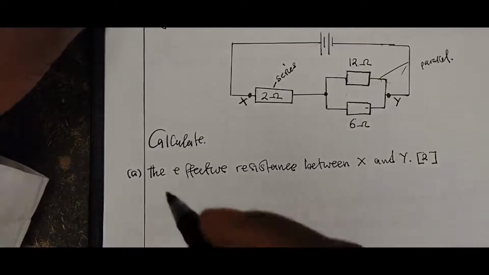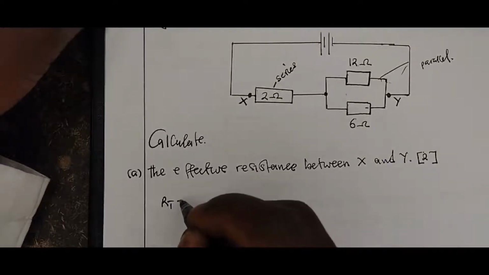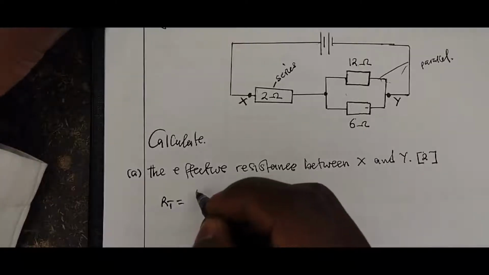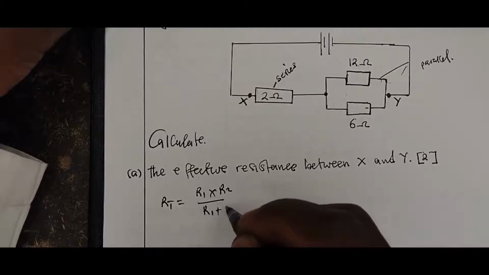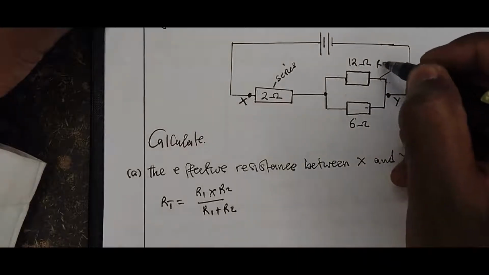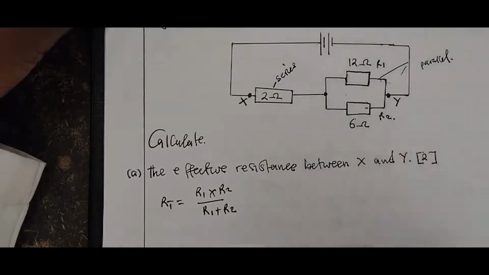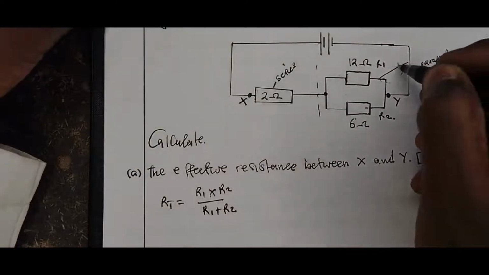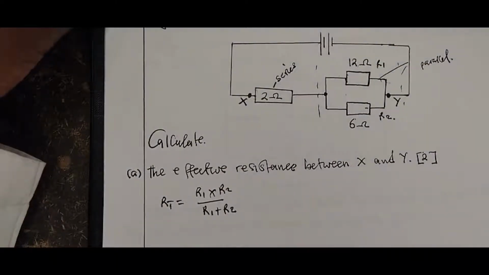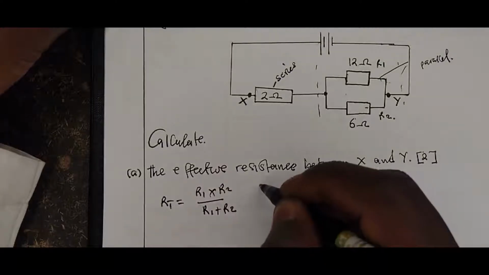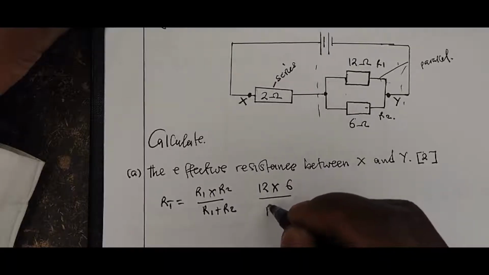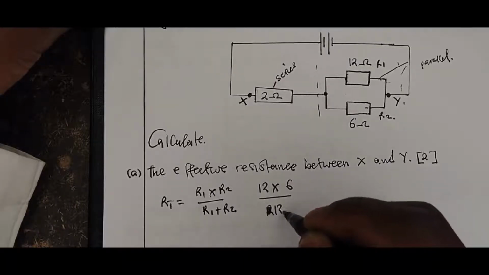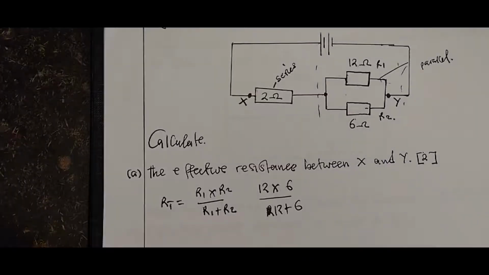I said if there are 2, you can apply this formula where you say total resistance is equal to resistor 1 multiplied by resistor 2 divided by resistor 1 plus resistor 2. Okay? In this case, let us make this one resistor 1 and this one resistor 2. We are dealing with only these that are in parallel first. And therefore, resistor 1 is 12 multiplied by 6 divided by 12 plus 6.